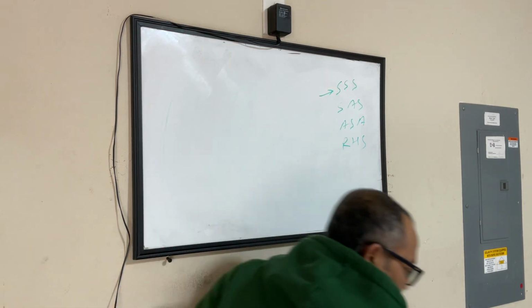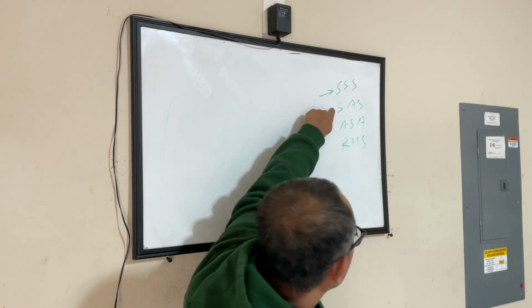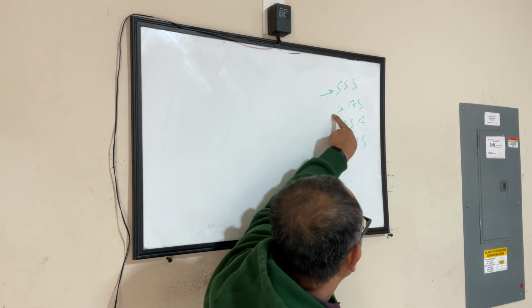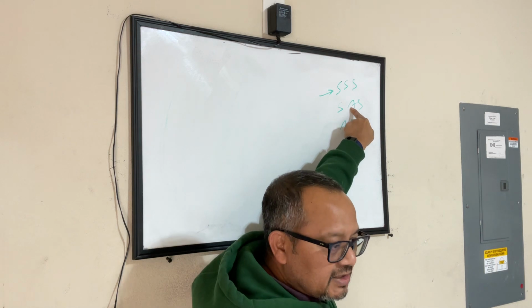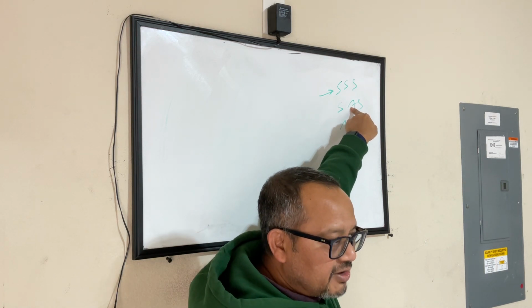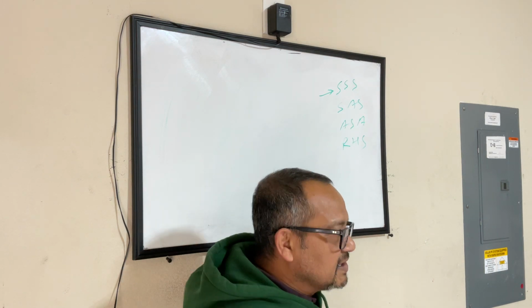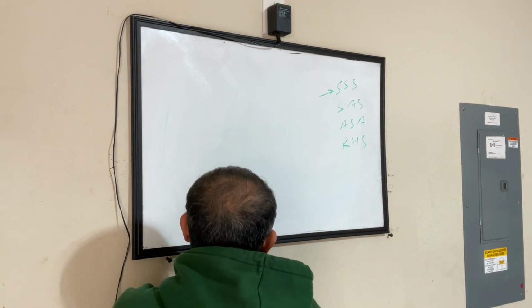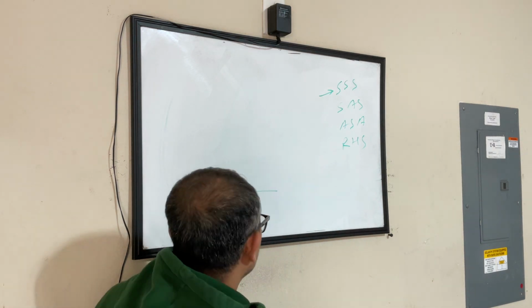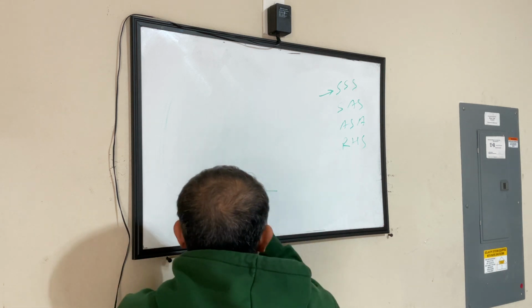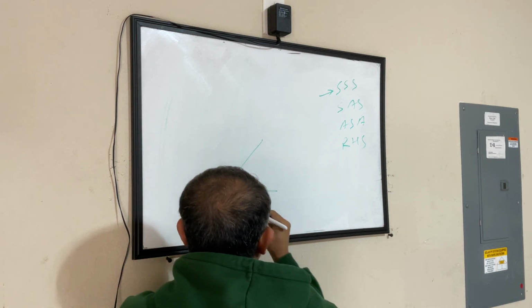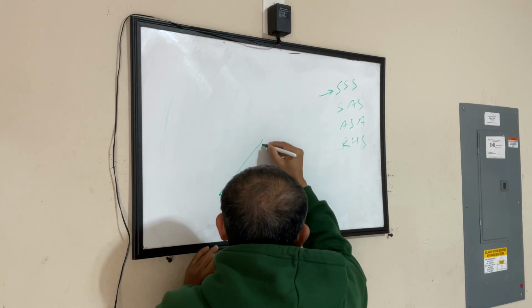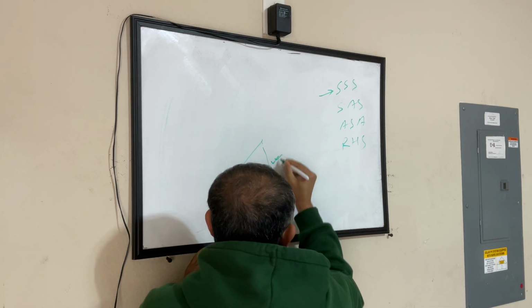SAS. That means this theorem says, if you have two triangles where two sides and the angle between them are matching, then they'll be congruent, meaning they are exactly the same triangles. Let's look at it. You have one side, and then you have another side, and this is the angle between them. So this is your third side, okay?